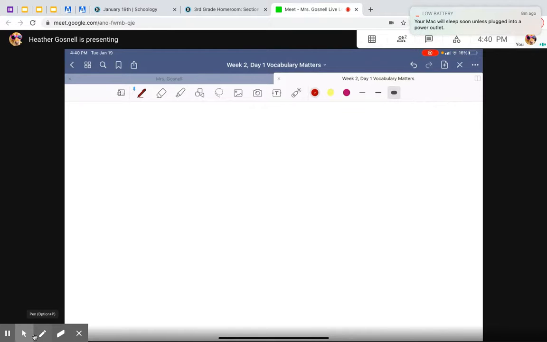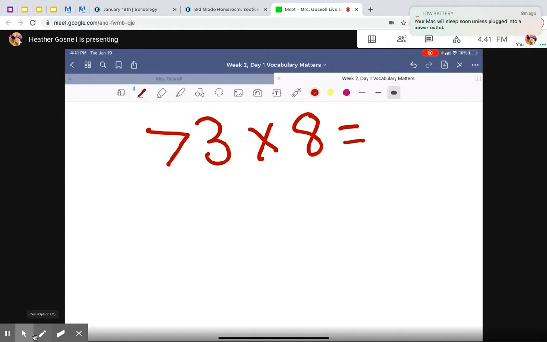Let's do 3 times 8. We're going to do 3 times 8, and we're going to solve this problem without an array. So instead of just seeing 3 times 8, we know that we can take this 3 and split it and make it 2 and make it 1. Why? Because 2 plus 1 is 3. So we just broke it down. We didn't change the amount of 3, we just broke it down.